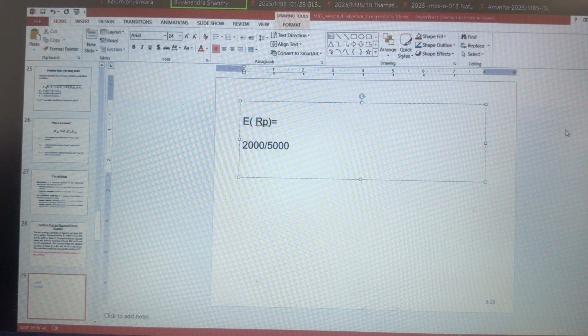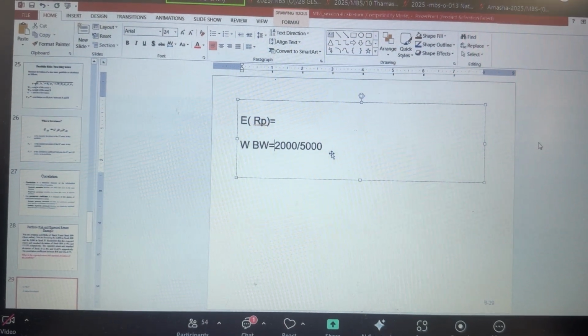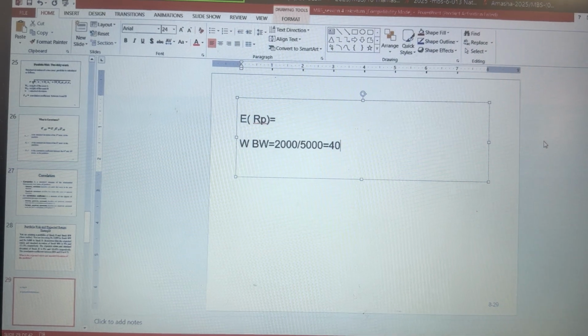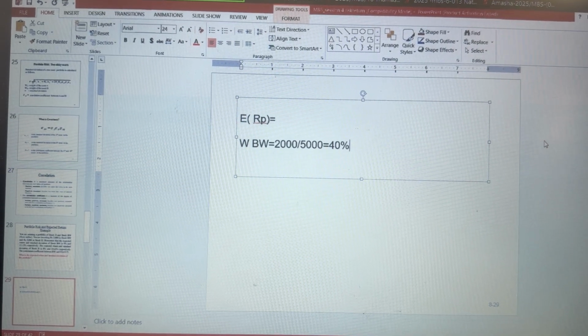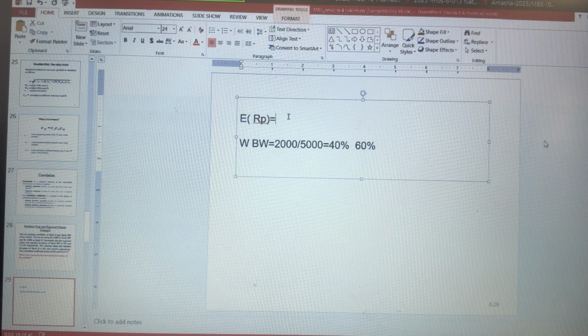If we take the weight of the BW stock, you can see 2 out of 5, this is 40%, okay? So the other asset must be then 60%. Then we can go for the expected return calculation.